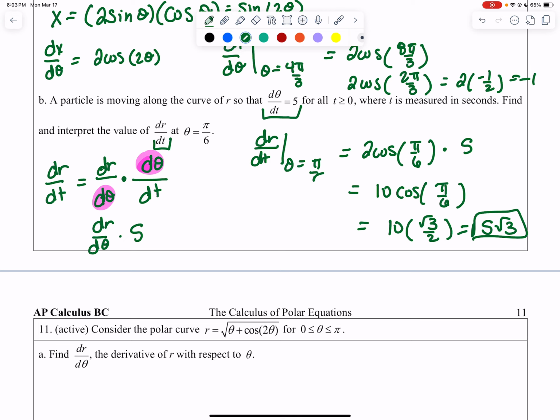So we want to interpret the value of dr/dt here if we have 5 root 3. Because my radius is getting bigger here and it's increasing, we know that we are moving away from the pole/origin. So we know that whenever dr/dt, the rate of that is going to be 5 root 3 units per second, since dr/dt is greater than 0 at theta is equal to pi over 6.